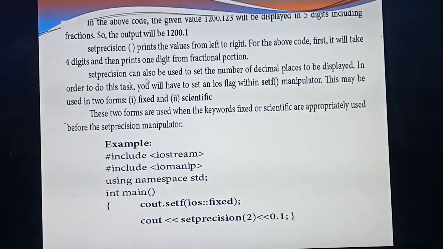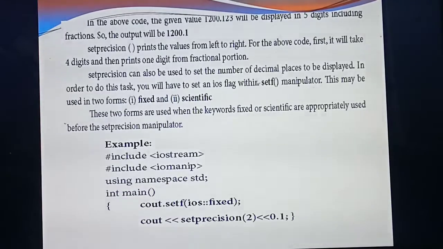That means after the decimal point, how many numbers need to be displayed. That also you can set using setprecision. Understood? Okay. So, in order to display setprecision with a decimal point, you should use an ios flag. Listen carefully. You are going to use setprecision along with decimal numbers. For that, which flag should you use? The ios flag, along with a new manipulator called setiosflags.